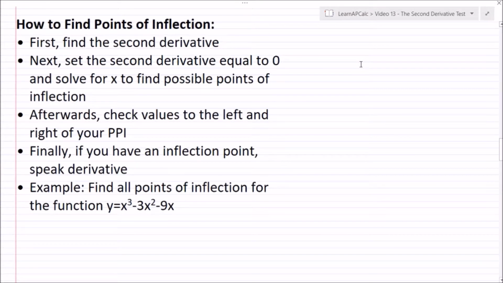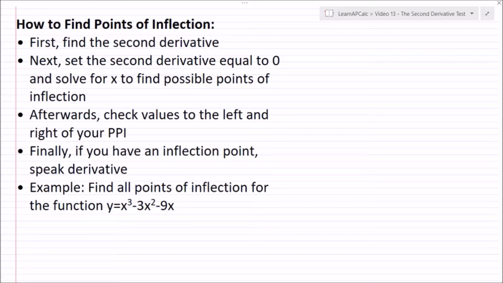Alright, so as I talked about earlier in the video, there are things relating to concavity called inflection points. What this would mean is at some point we're going from concave down to concave up, or vice versa. Now you can actually find inflection points using the second derivative. How to do this is we're first going to want to get our second derivative, and next we're going to set the second derivative equal to 0 and solve for x to find possible points of inflection. Now afterwards we need to check if they're actually inflection points.